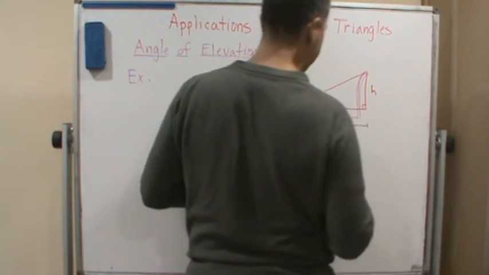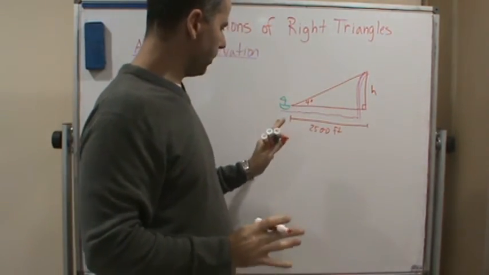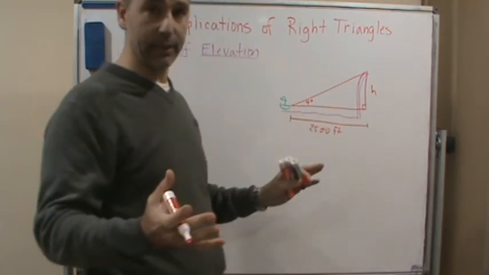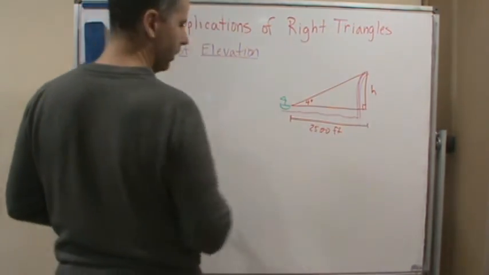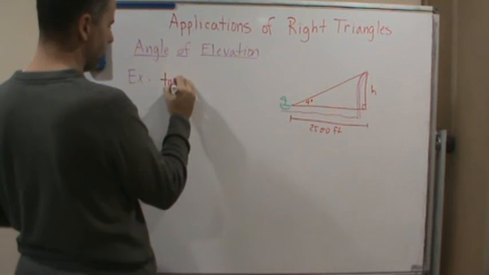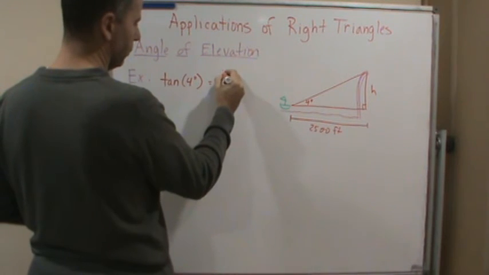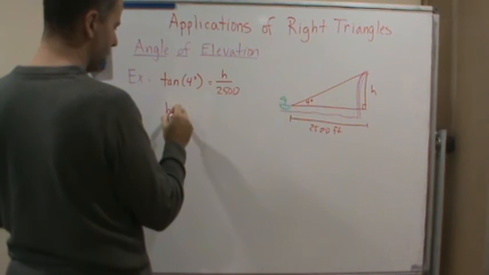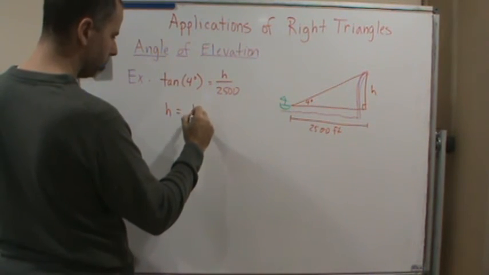Now we can set this up because the height is what we're looking for. Let's call that h. We want some relationship that involves this angle and these two sides. Well, that's going to be tangent, right? So the tangent of this angle is opposite over adjacent. So we set up that relationship: tangent of 4 degrees equals h over 2,500. And so h equals what?